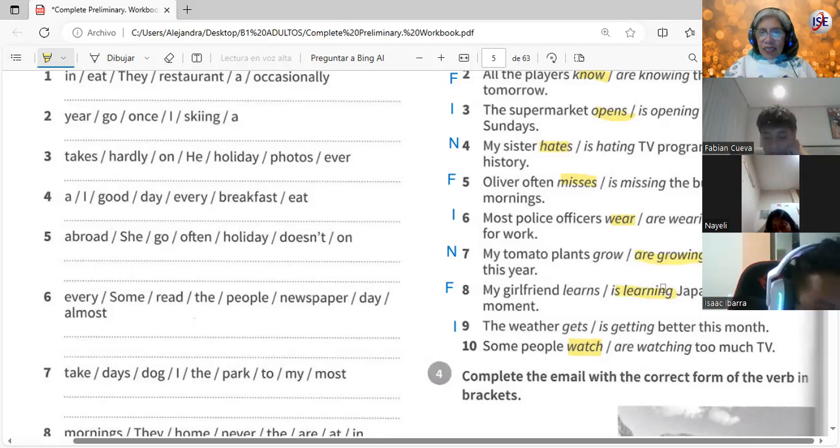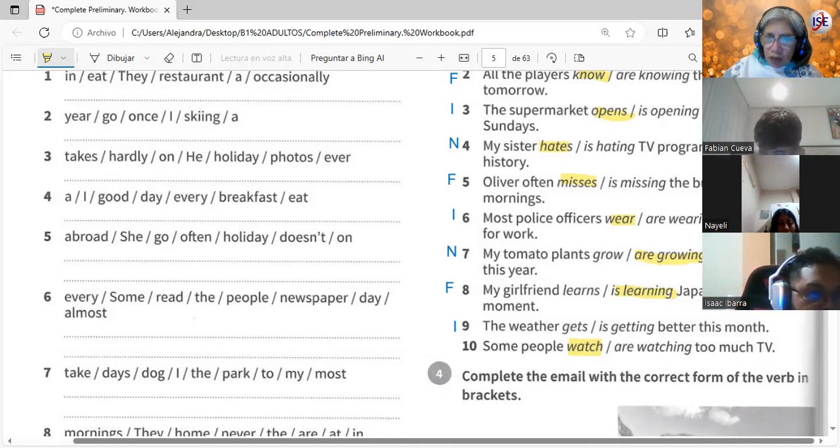Isaac, number nine, please. The last one, the weather. The weather is getting better this month. Is getting better this month. It's an action in progress. Okay, no problem.